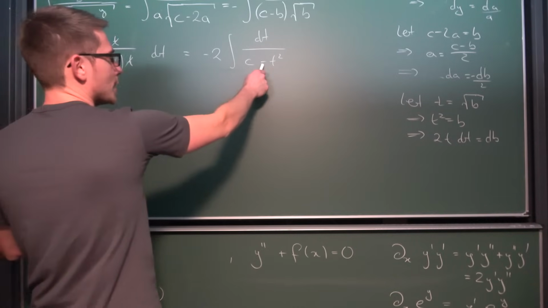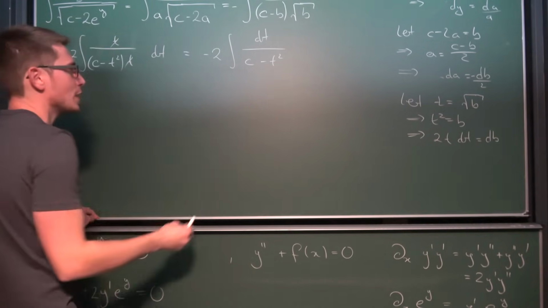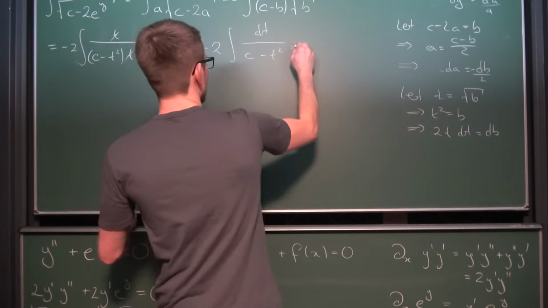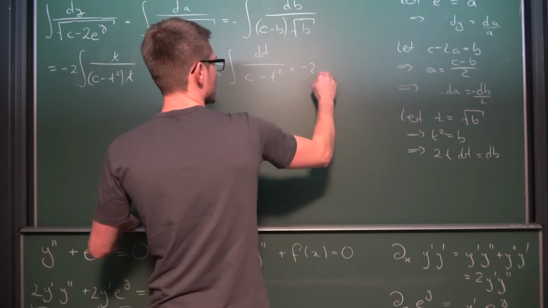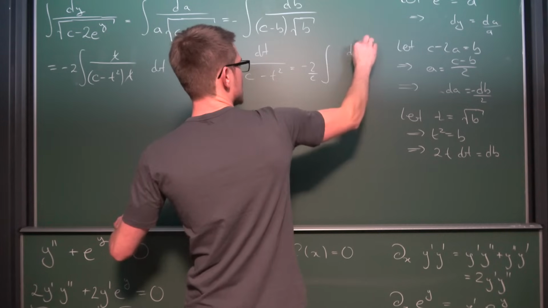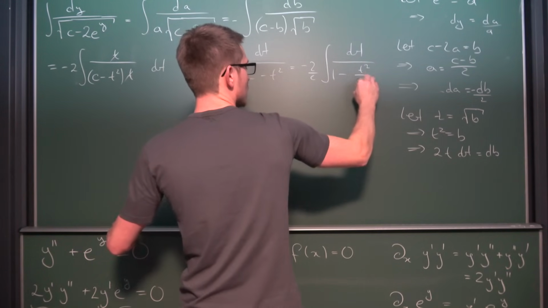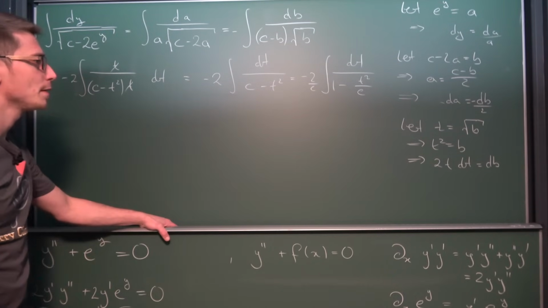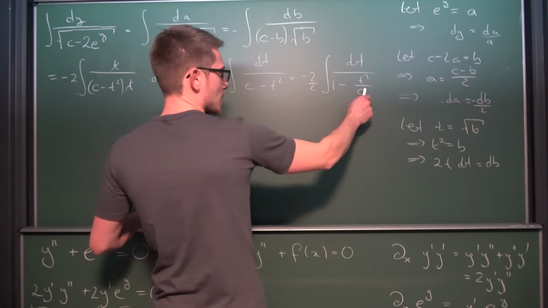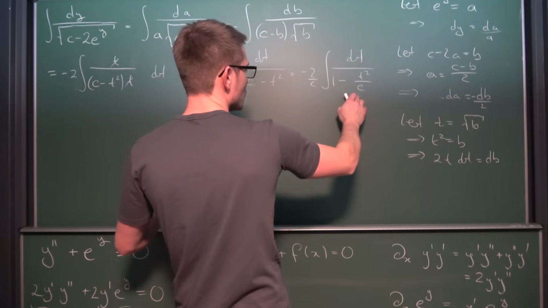This just screams for partial fractions. But I don't like how it looks right now with the c. Gotta factor out the c on both terms. So we get negative 2 divided by c times dt divided by 1 minus t squared divided by c. We could in fact just once again substitute something. So substitute this right here.